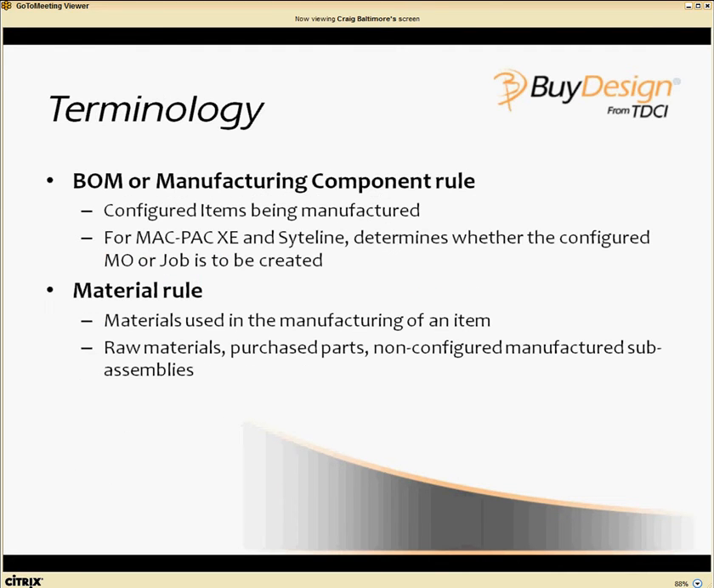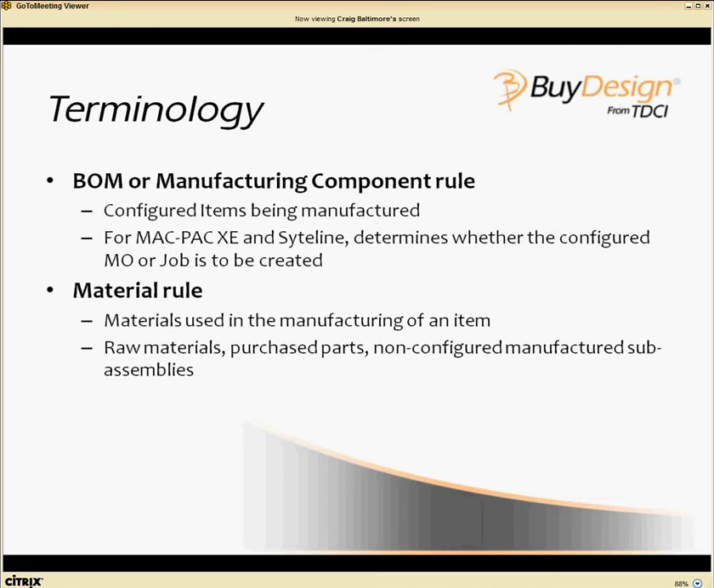Okay, that first rule, when I said I'd be consistent, I'm just going to call it a BOM component rule. This is the configured item being manufactured. So when I look at my rule structure, you know, I work on the help desk. If I dial into your system, need to help you debug an issue. If I see a BOM component rule, I know that that is the level or the point where you're actually generating a configured manufacturing order for a configured job.